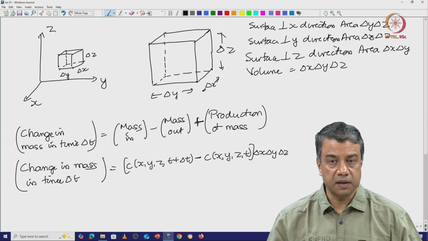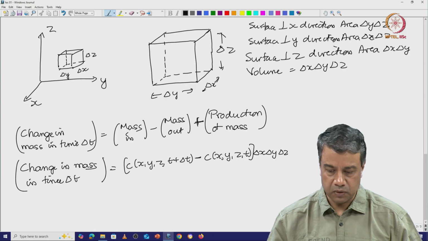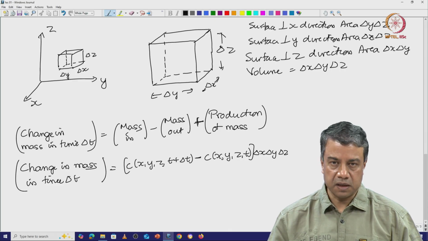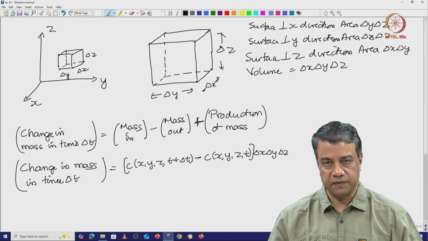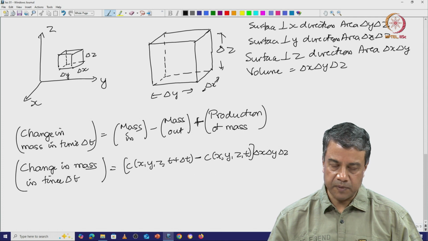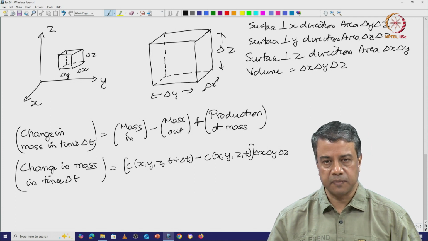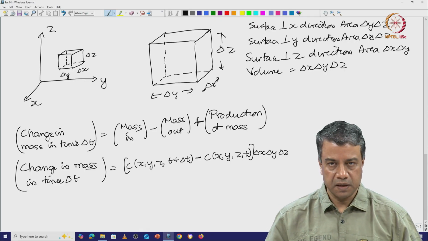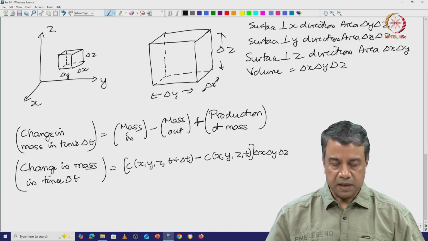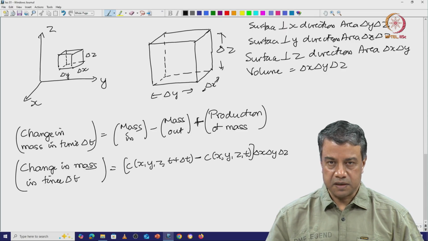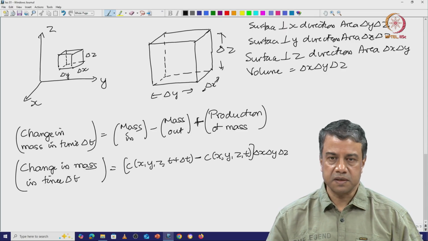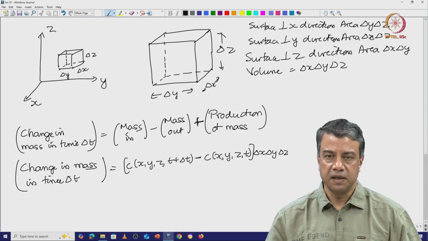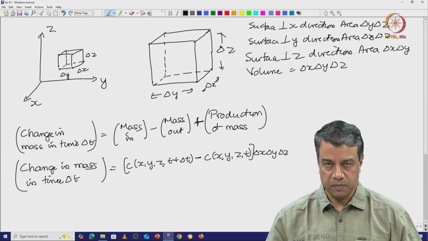Next, we have to calculate the mass in and the mass out. The mass in and the mass out are at the surfaces of this differential volume. Two surfaces perpendicular to the y direction, two surfaces perpendicular to the x direction, and two perpendicular to the z direction. Mass in at the surface in a time delta t is going to be the flux times the surface area times delta t itself, because flux is defined as mass transported per unit area per unit time.